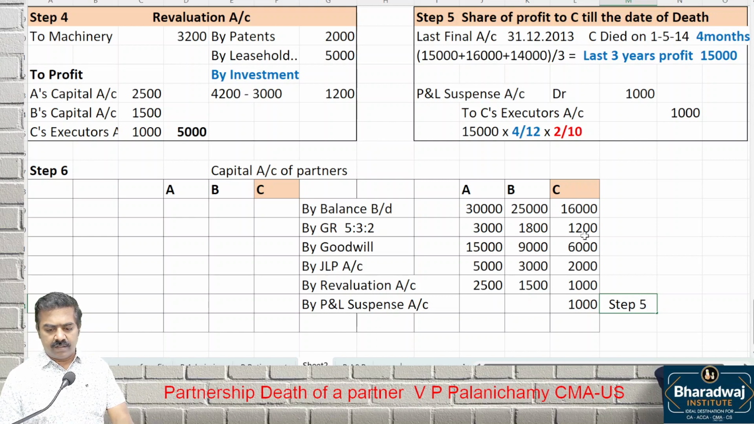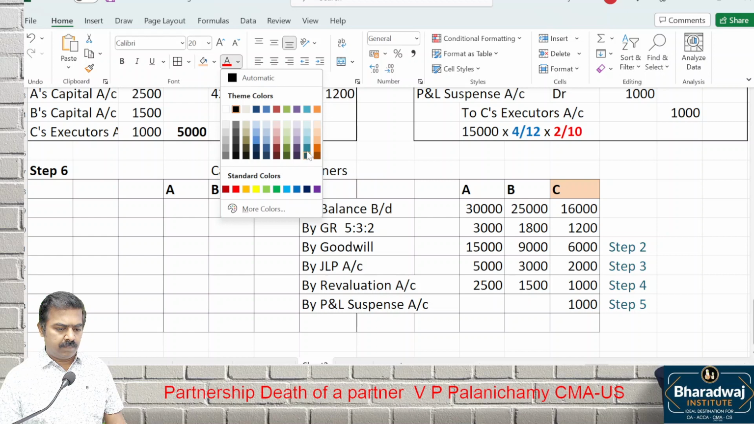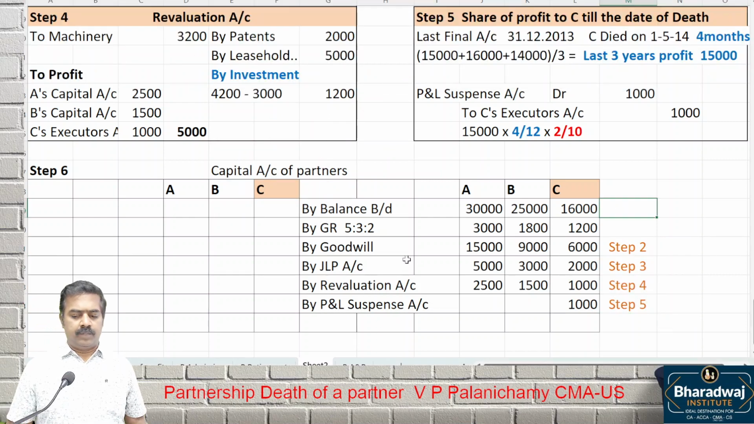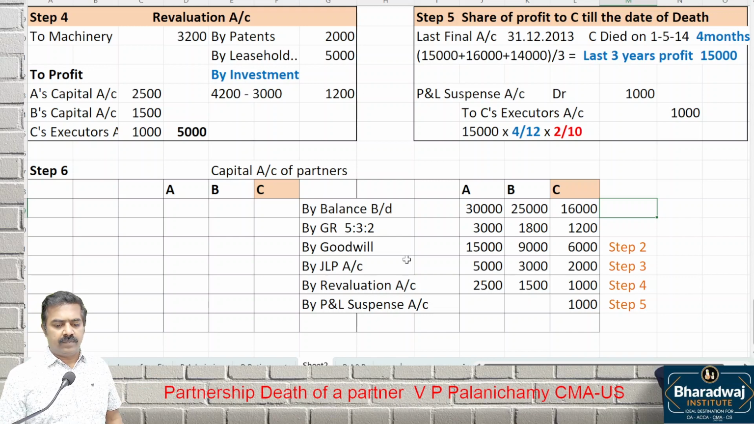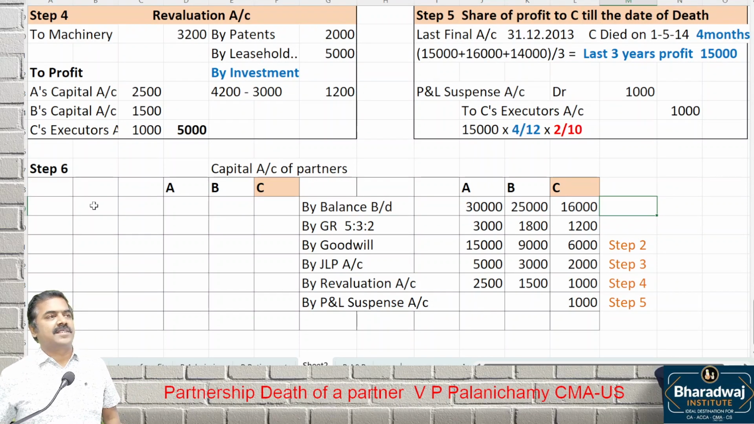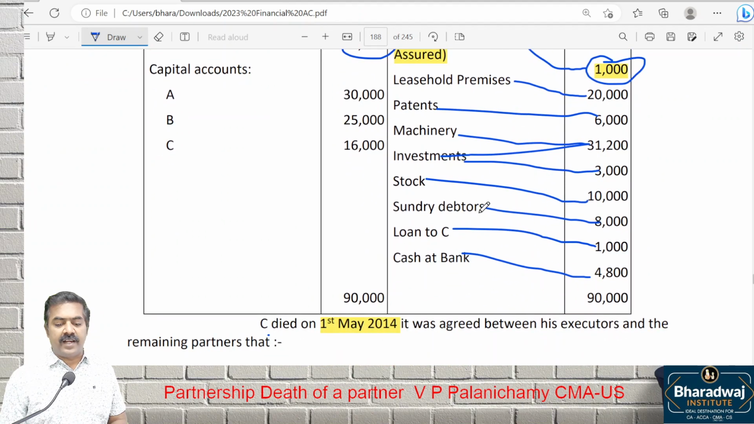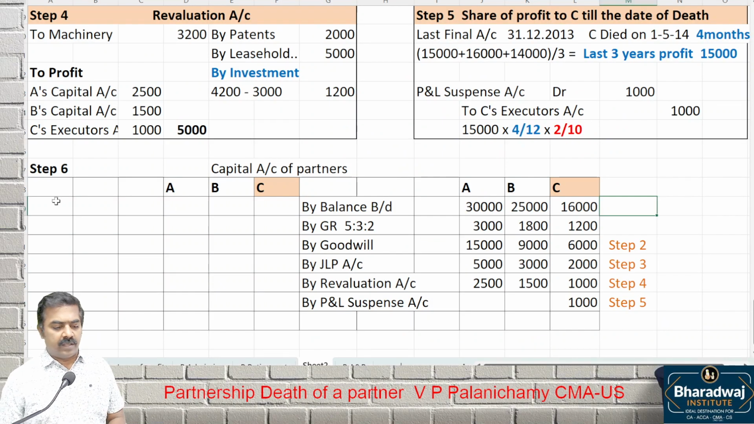Step 5. Okay. You can take it up, no need to wait. Anything else to be adjusted? Check on the asset side. Is there any loss? No. But there is a loan to C. How much is there already? That will be adjusted before settling the partner. So loan to C will be adjusted.